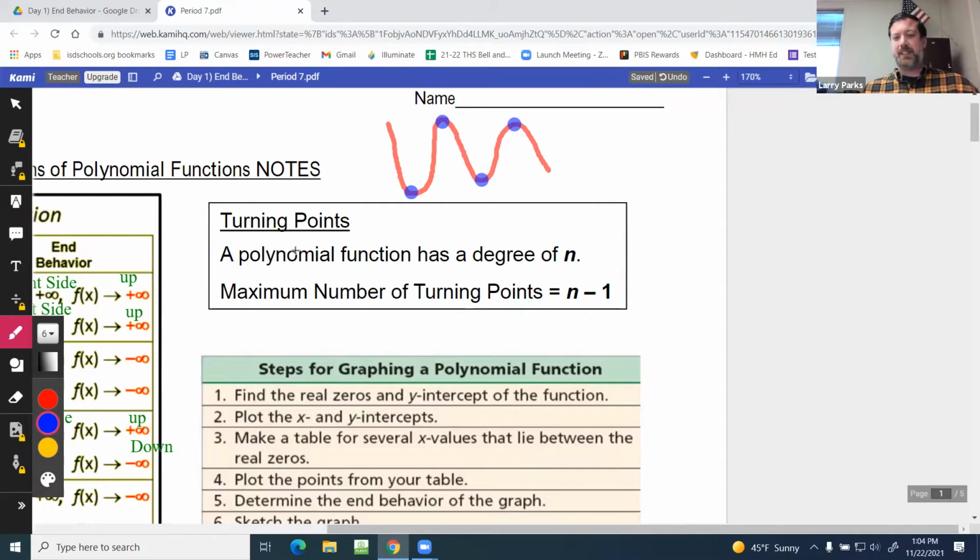And there's a theorem that says if you have degree of n, and we'll talk about what degree means, it just means the highest exponent, then it doesn't mean it has that many turning points. It just means the maximum number of turning points is that degree minus 1. So if the degree is 7, the maximum number of turning points would be 6.